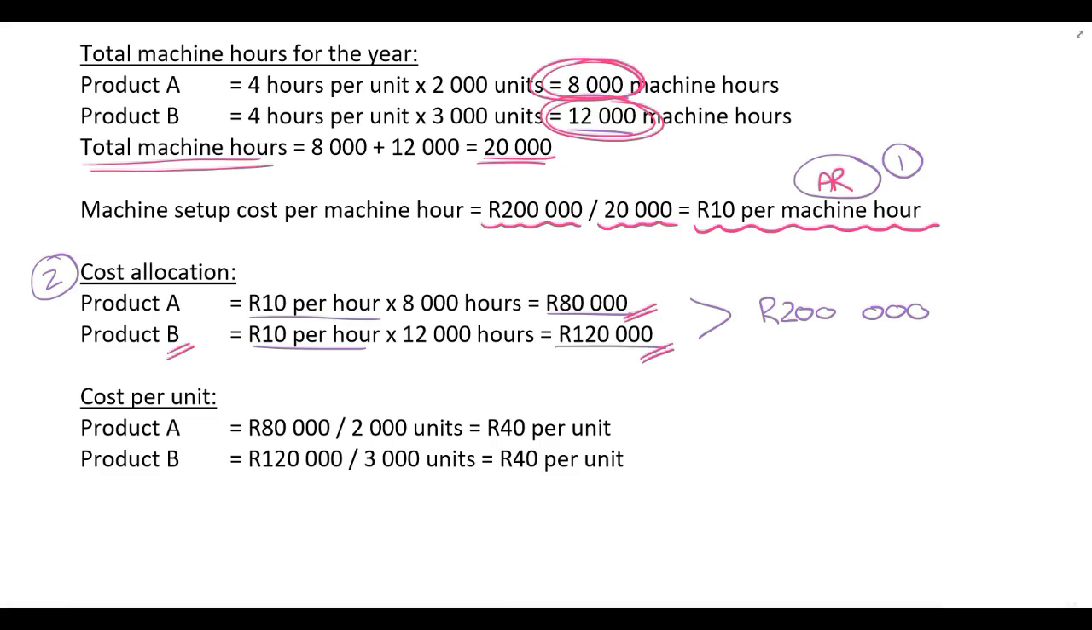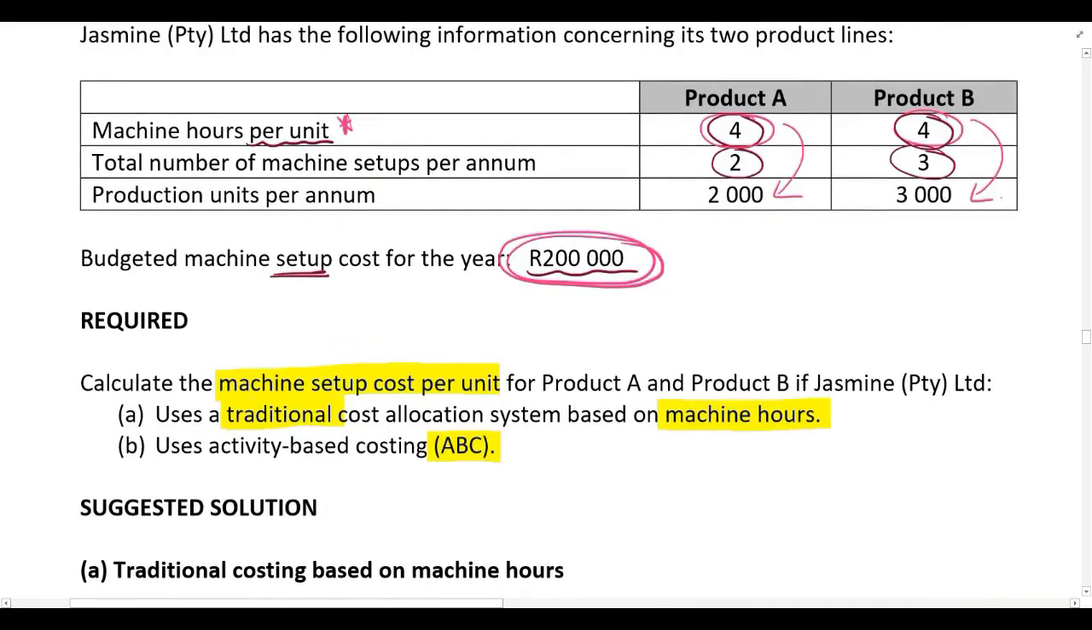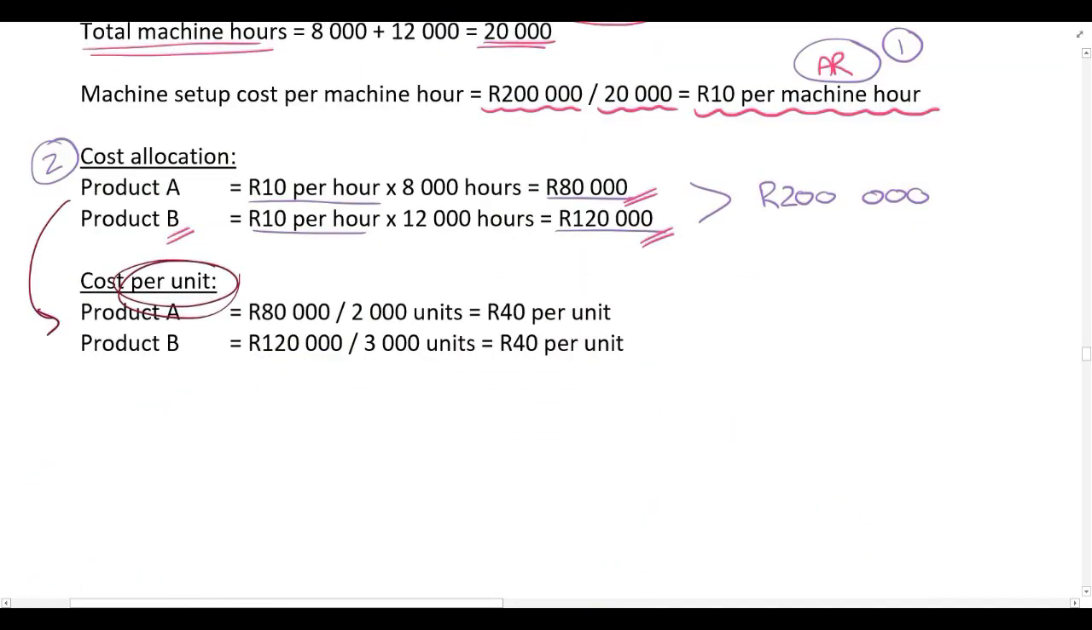Actually make sure you answer the required and you work out the cost per unit. The required specifically wanted the cost per unit. So make sure you just divide by the number of units so that you can get the cost per unit. All right. So we can see if we use traditional costing using machine hours, we get 40 Rand per unit for both of our products.